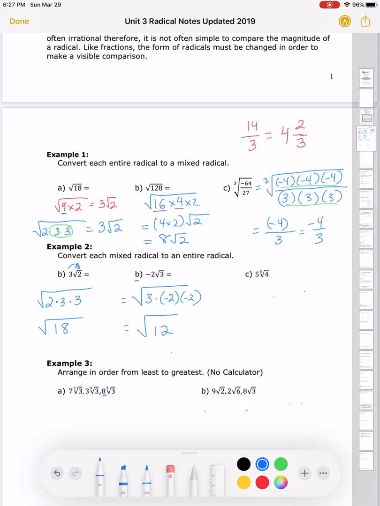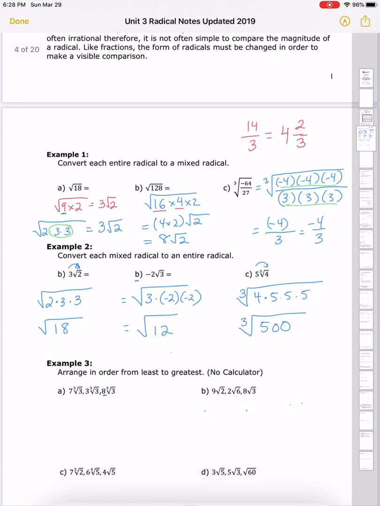And finally, here it's a cube root. So when I take it in this time, I have to multiply the 5 three times. So 4 times 5 times 5 times 5. When I multiply that through, I get 500. Going from mixed to entire is way easier. The basic thing that you need to remember is the index. If it's a cube root as opposed to a square root, or if it's a fourth root, etc., that's the number of times you need to multiply.